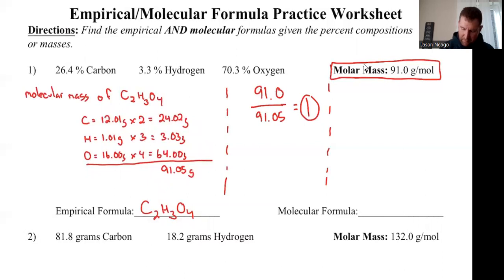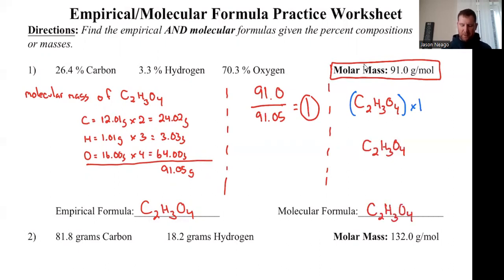Okay, in step number 3, I'm going to multiply this number, the 1, by my empirical formula, C2H3O4. I'm going to multiply it by 1. And that will give me my molecular formula. So in this case, my molecular formula is going to be the same as my empirical formula, and that happens from time to time.